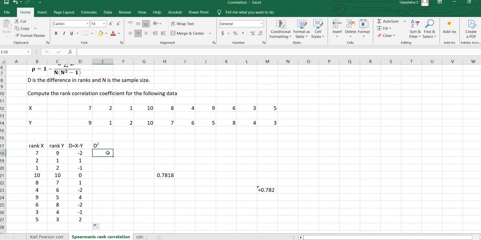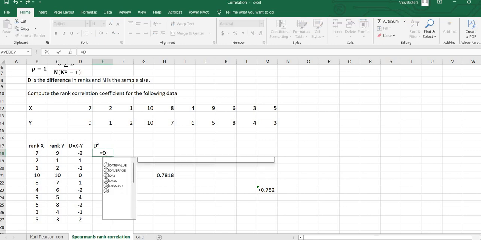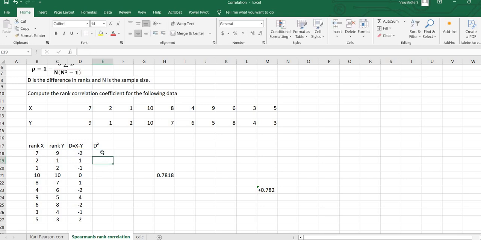For d square, we need the square, D18 power 2. So now we have the square. We can do the same thing: use the fill handle and apply the same formula to these cells, and we get the squares of all the d. Now we need the sum of this, because the formula is 6 sigma d square.